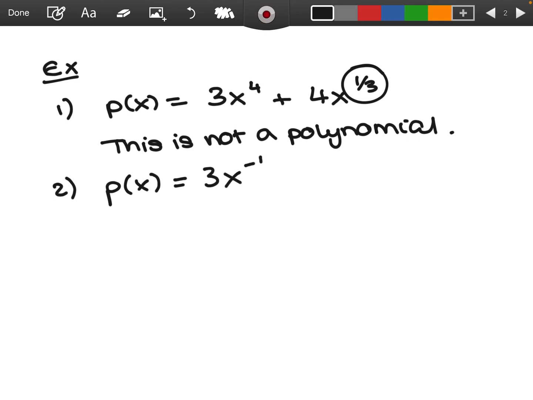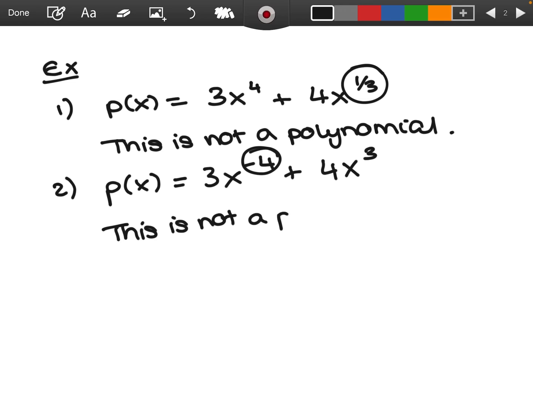Something that would look like p of x is equal to 3x to the negative 4 plus 4x cubed. Again, this is not a polynomial. Now we have this term, that exponent, that means that we do not have a polynomial because we have a negative power. So this is not a polynomial either. So every term in your polynomial has to fit the description, otherwise you don't have a polynomial.